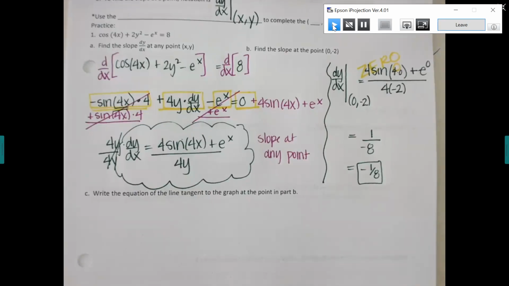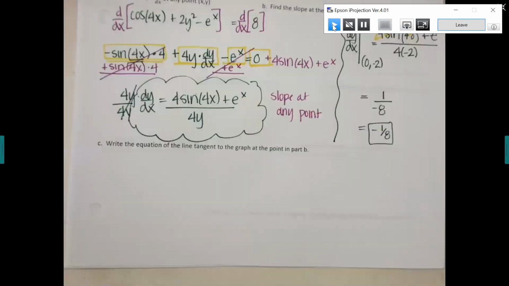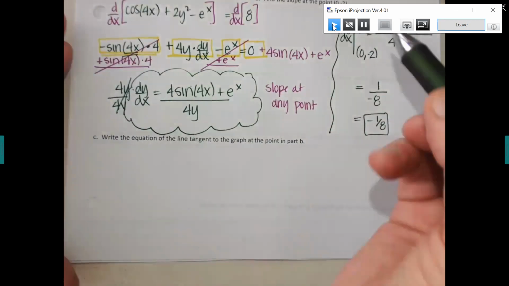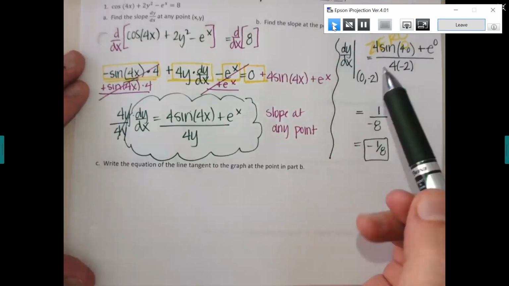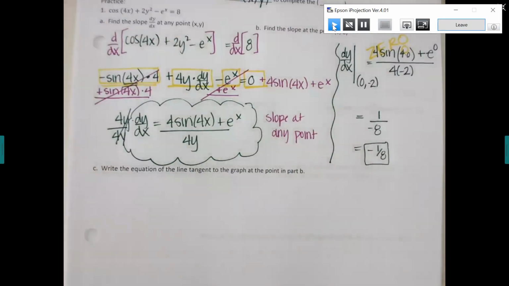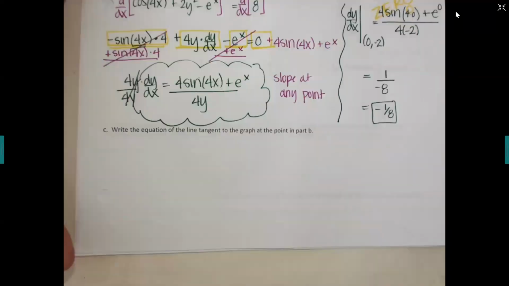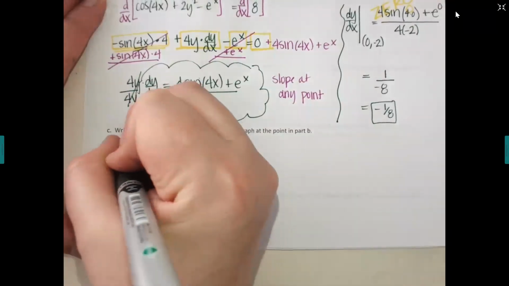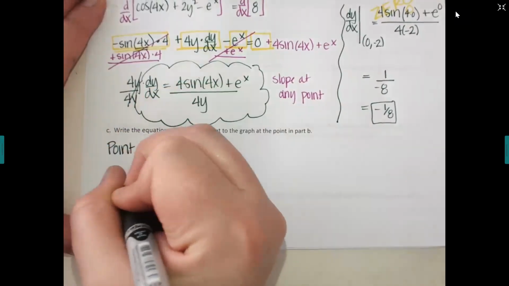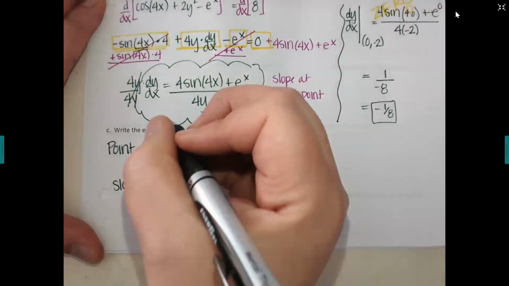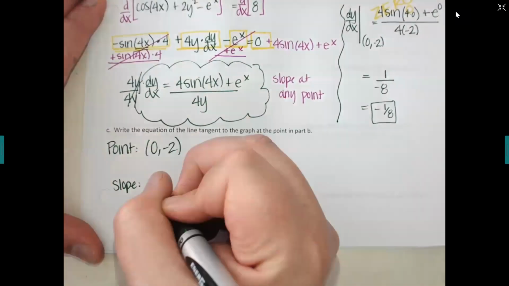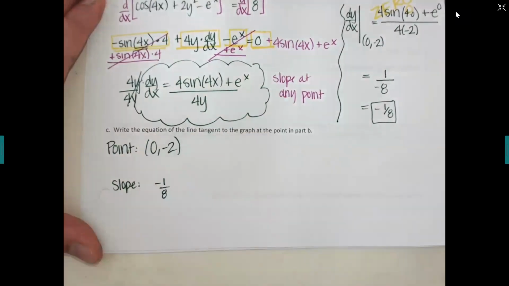Last part of this question says, write the equation of the tangent line. What are the 2 pieces or ingredients that you need to write the equation of a line? A point and a slope. And now we have both of those, right? My point is up here, it's (0, -2), and my slope is going to be -1/8. So I'm going to rewrite those pieces here to remind myself of what I'm considering: (0, -2), and my slope was -1/8.